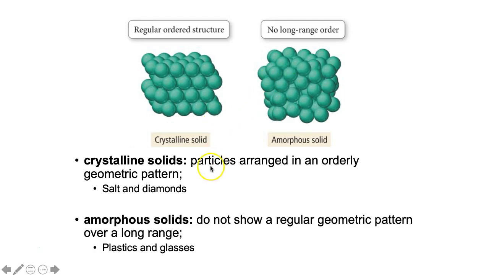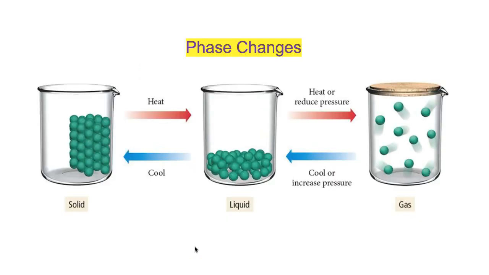And you can see here under amorphous solids, examples will be plastics and glasses. Now wax is another example of an amorphous solid. We're going to be looking at phase changes later on as well.